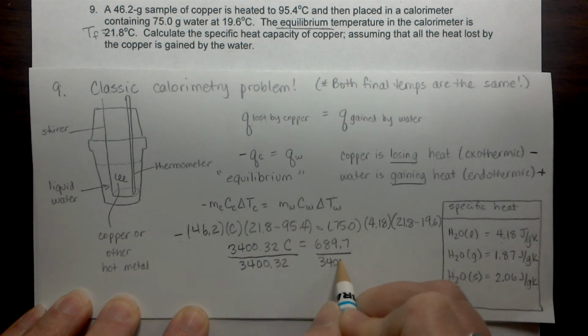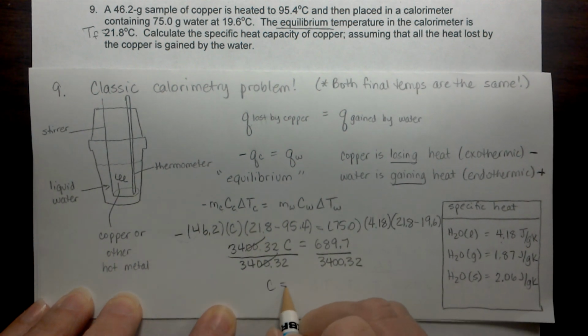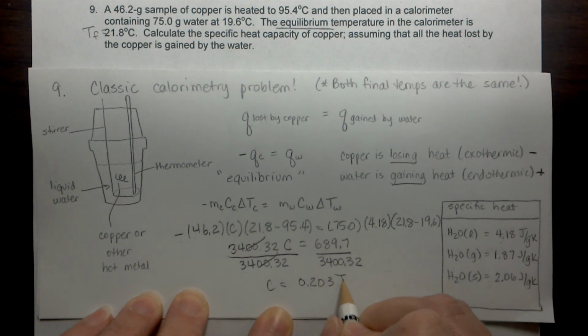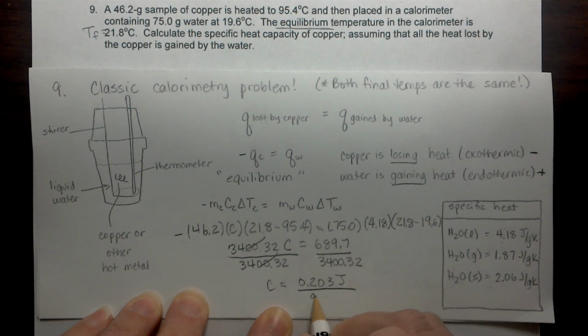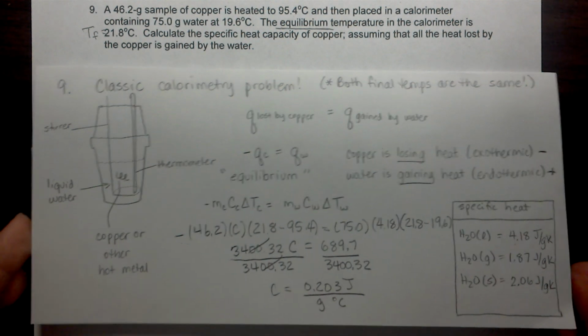All right, and then be sure to type this in your calculator so you get the same thing. And you get that the heat capacity is equal to 0.203. Don't forget your units. Your units are joules per gram degrees Celsius or Kelvin. Either one is fine. Let's do another one.